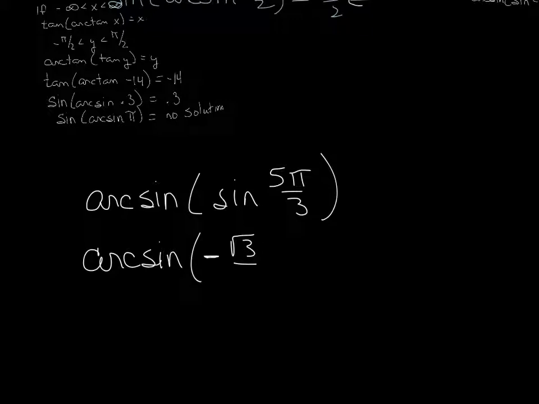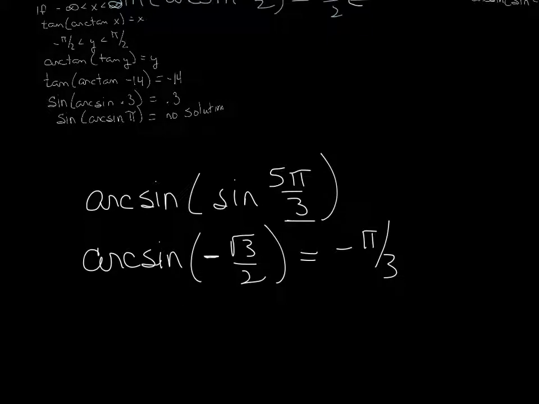Okay, now, so we're working from the inside out. We're solving that middle part. Now, what angle has an inverse sine of negative square root of 3 over 2? Negative pi over 3. Okay, so you just kind of work from the inside out if this is not between negative pi over 2 and pi over 2.